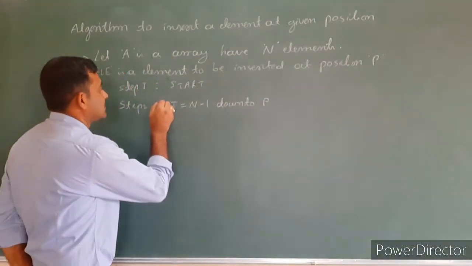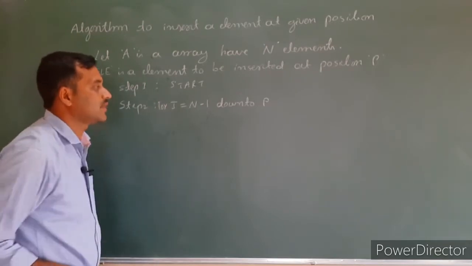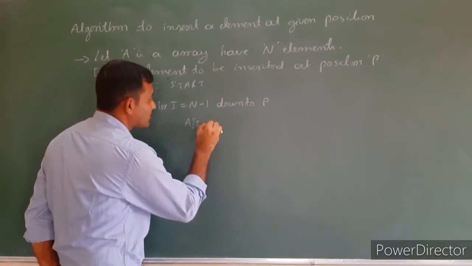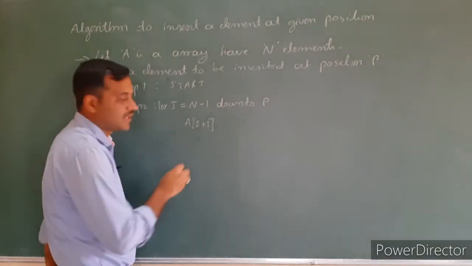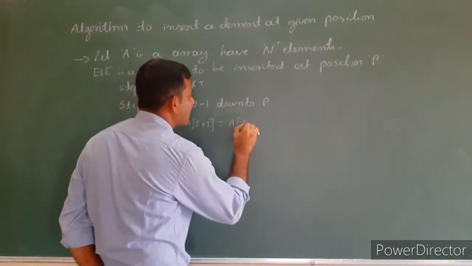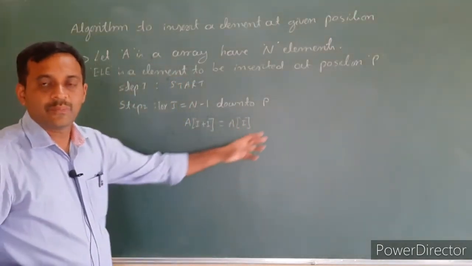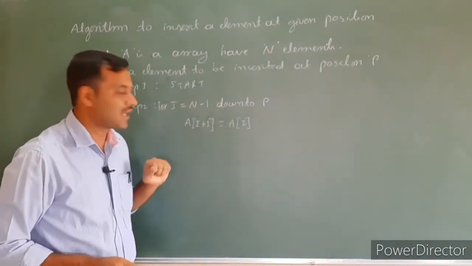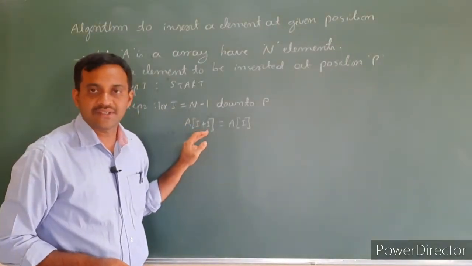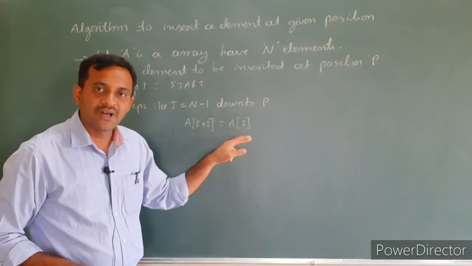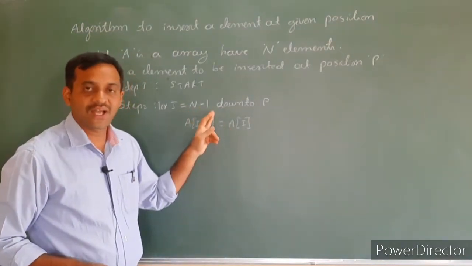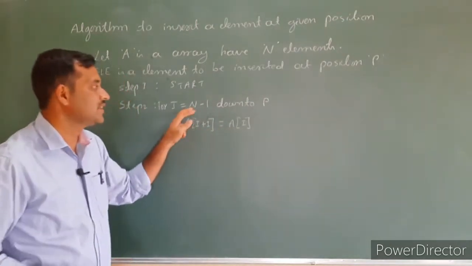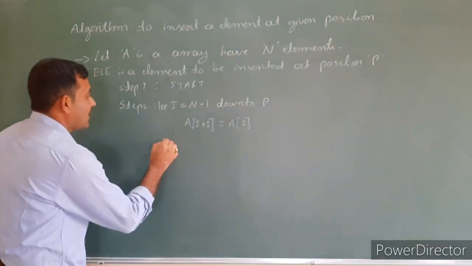Then this is a for loop: I equals n minus 1 down to P. At the same time, for the position I plus 1, we have to assign A of I value. See here, what is the I value? N minus 1, that is the nth value, and that is assigned to the I plus 1 position. For that position, we assign the A of I value. A of I means the n minus 1 value, and that is assigned to the next position. So how many times? Up to P position.